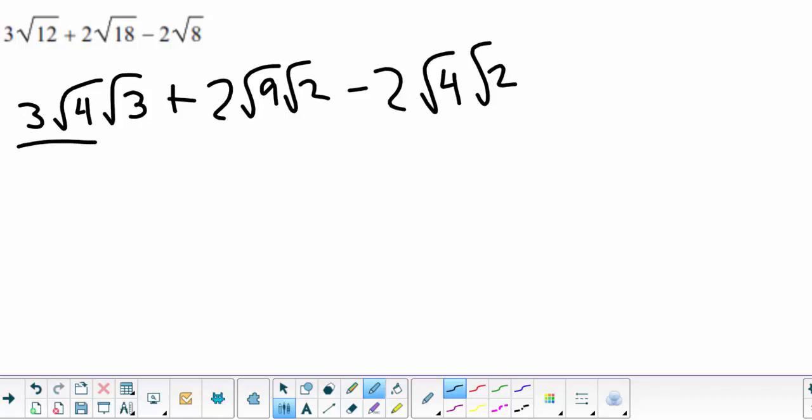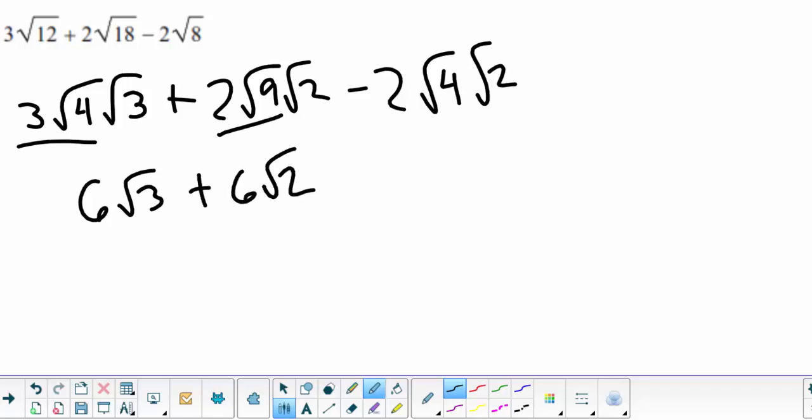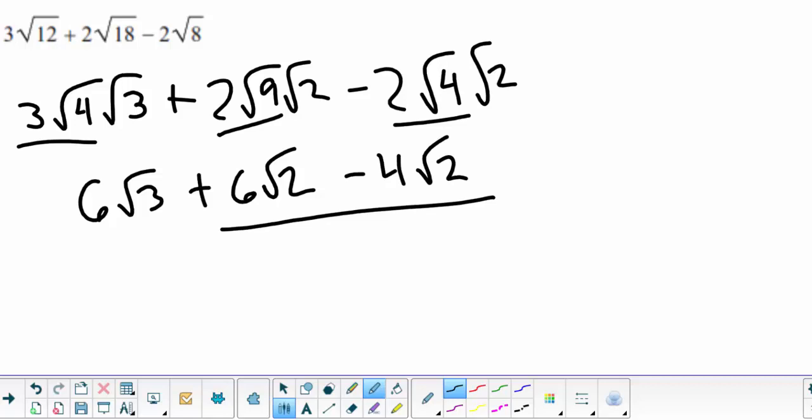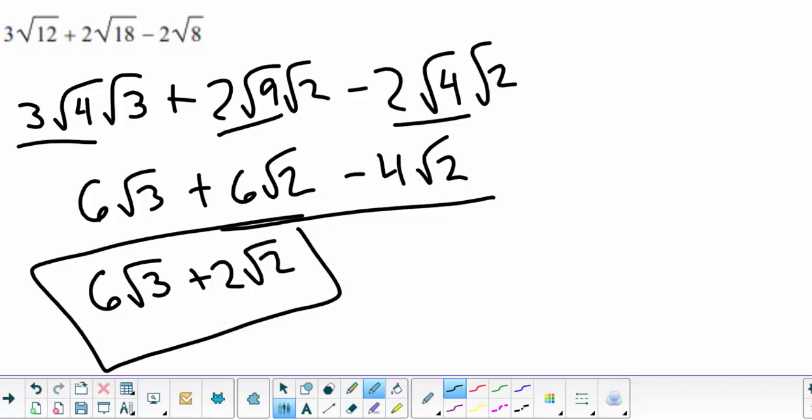The square root of 4 is 2, so 3 times 2 is 6 radical 3. The square root of 9 is 3, so 2 times 3 would be 6 radical 2. And then the square root of 4 is 2, so 2 times 2 would be 4, so we have minus 4 radical 2. Notice these are the only 2 like terms, so we're just going to bring down our 6 radical 3, and then combine our like terms here. So 6 minus 4 is positive 2. Then we put our radical back on it, and that is our final answer.